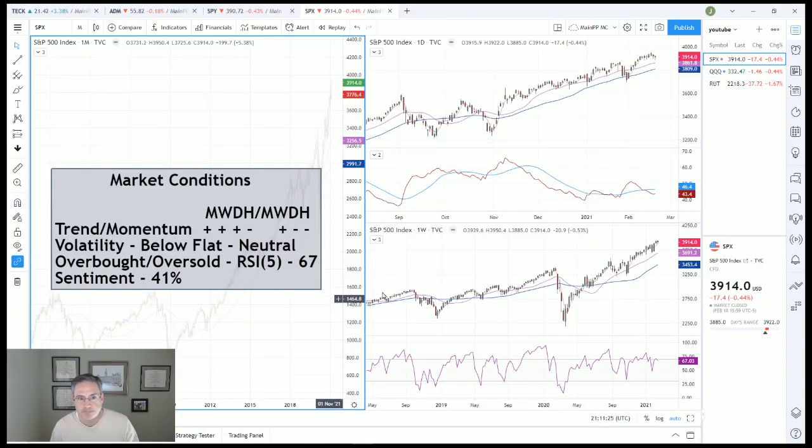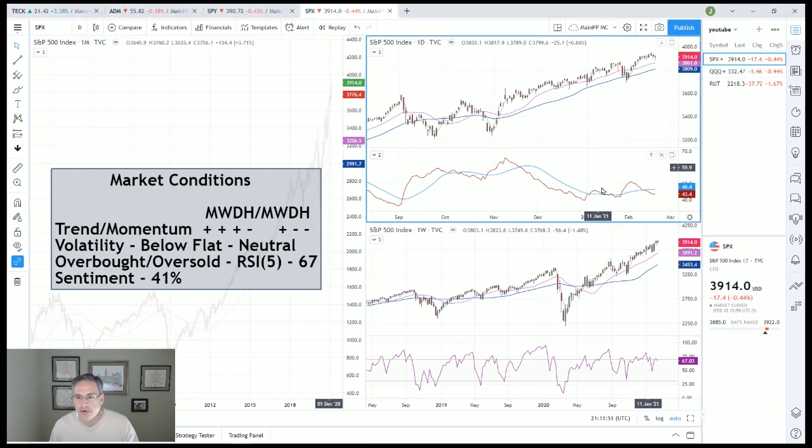I've got this chart up with the conditions over on the left. One of the things of note when we look at the trend and momentum conditions is that the hourly has turned negative, and the momentum for both the daily and the hourly I put in the negative camp, and I'm going to show you why I have that there.